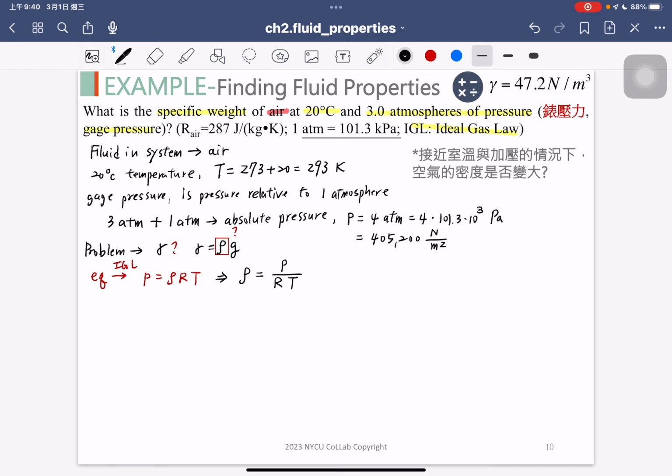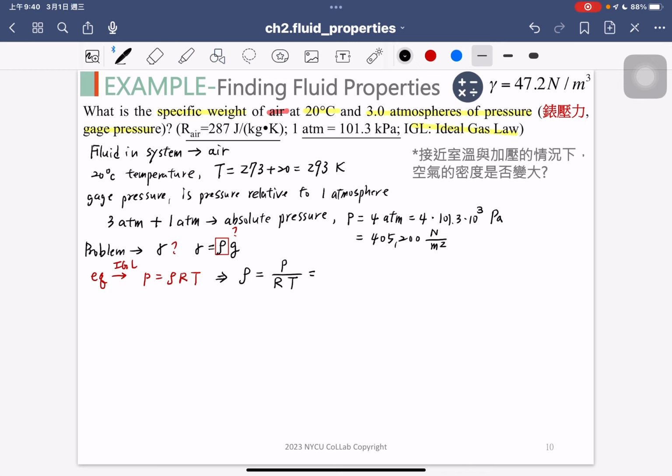Okay, so until now we only have the one unknown parameter, which is the specific gas constant. As I remember, in the previous class we tried to practice how to compute the specific gas constants. But in here, we don't need to remember everything. So I directly provide you the specific gas constant for the air.